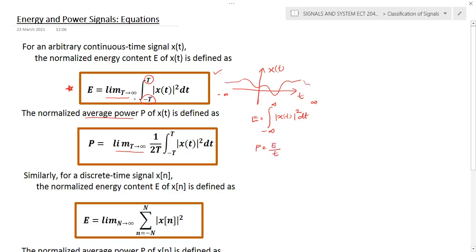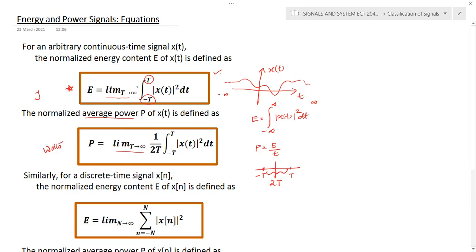Here you can see that if you are taking a limit for a periodic signal or something like that, assume that the interval is from minus t to t. So the total duration is 2t. That's why we are using 1 by 2t into the energy equation, integral minus t to t modulus of x of t the whole square dt. The unit of this energy is joule actually, and the power unit is watts. And this is for continuous time signal.